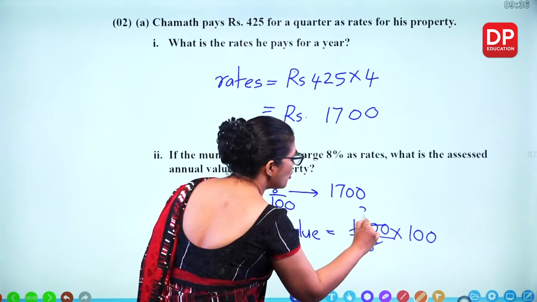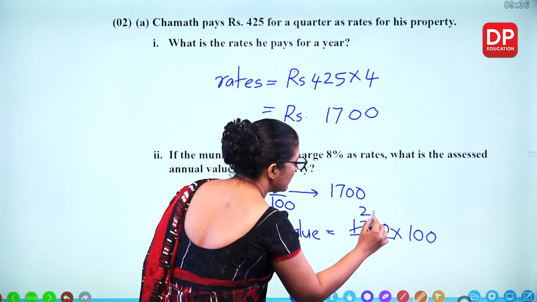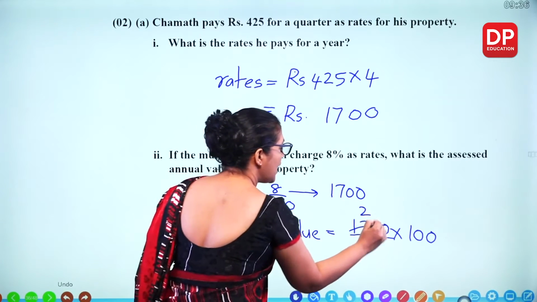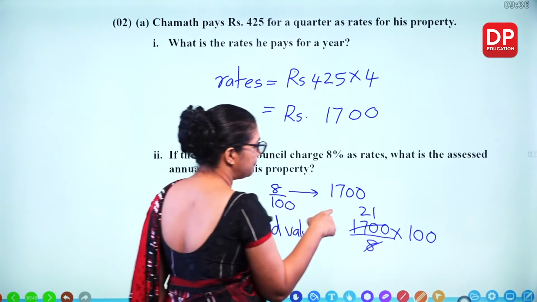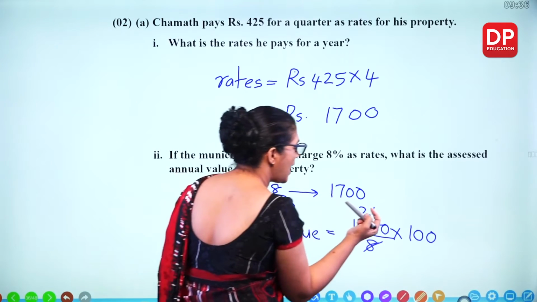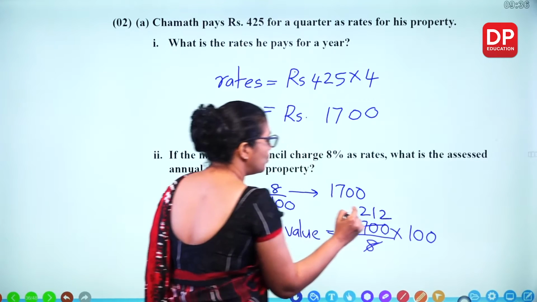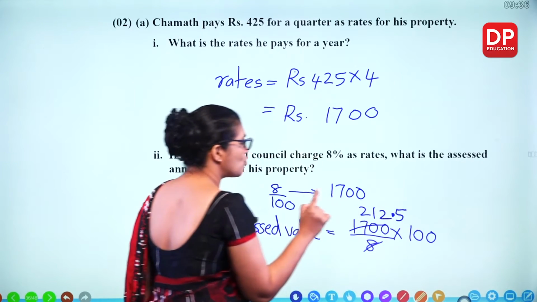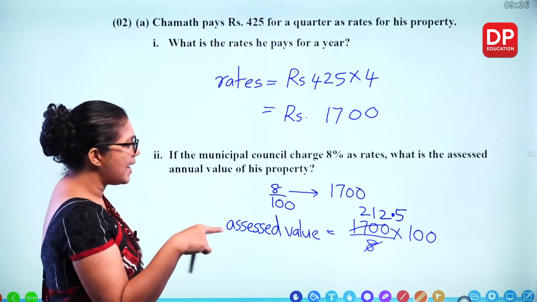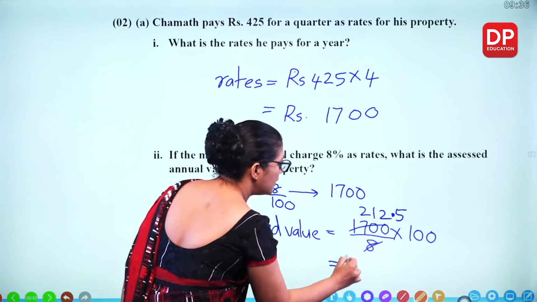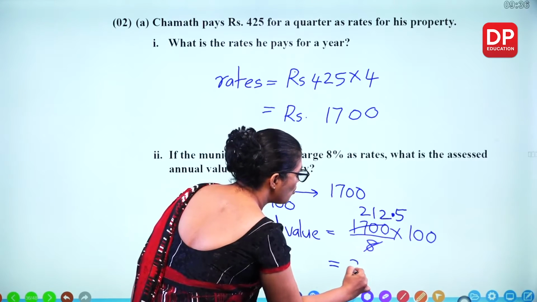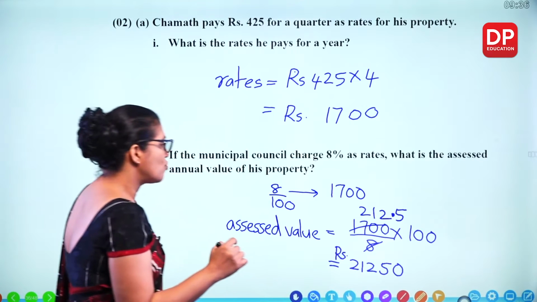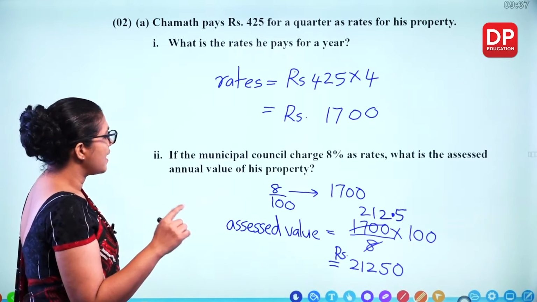8 times 2, 16. For 10, that's 2. 8 times 1, 8. For 20, that's 8 times 2, 16. And for 40, that's 5. So 212.5 multiplied by 100. Move 2 places. So 21,250 rupees. That's the assessed value.